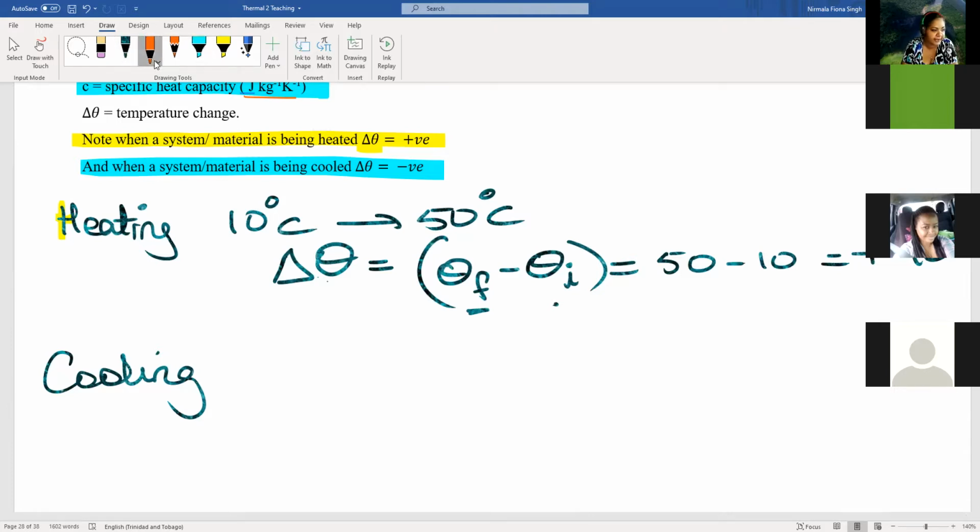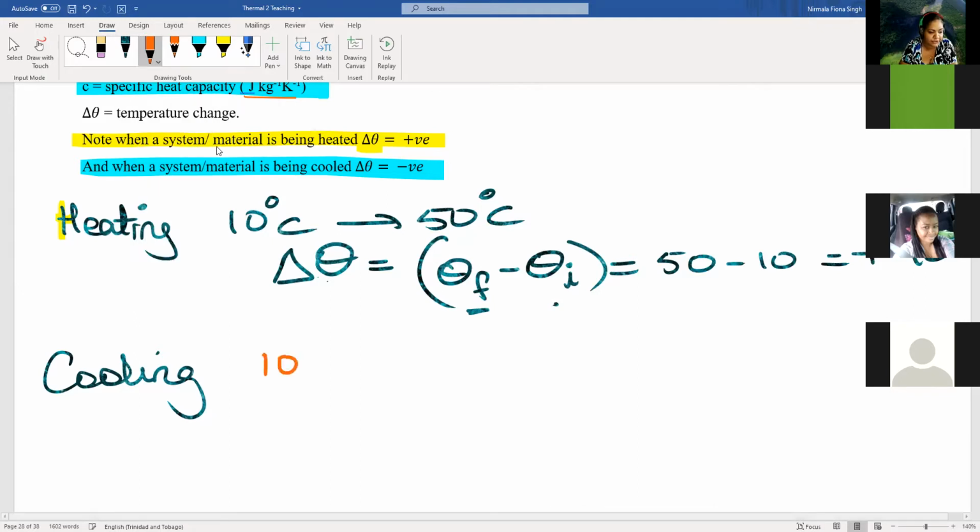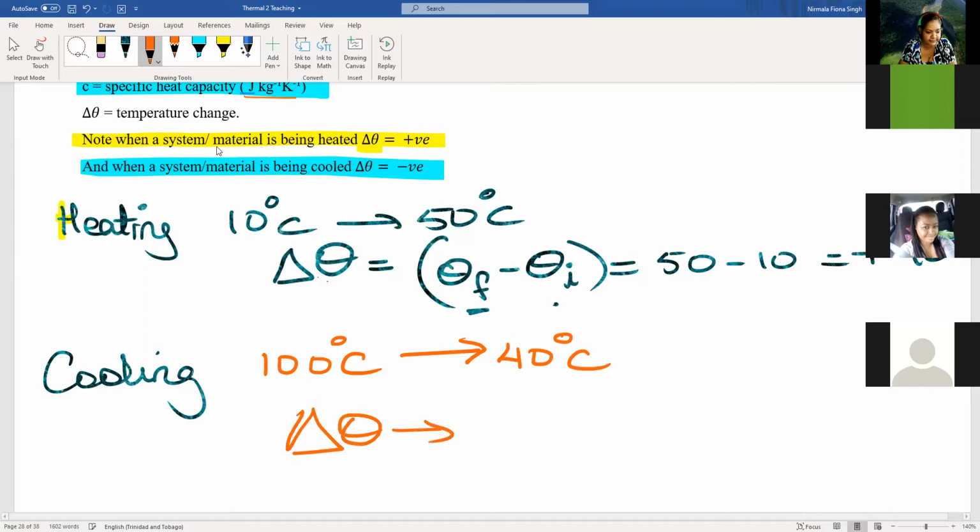Suppose I'm cooling something down, say I had 100 degrees Celsius tea, or very hot tea in the morning, and we want to cool it down until it reaches a temperature that is nice and drinkable. You can drink tea when it's 40 degrees Celsius. Here, if I wanted to work out delta theta, it's going to be our final temperature, where we ended up, minus theta initial, where we started from. It's not always the bigger number minus the smaller number.